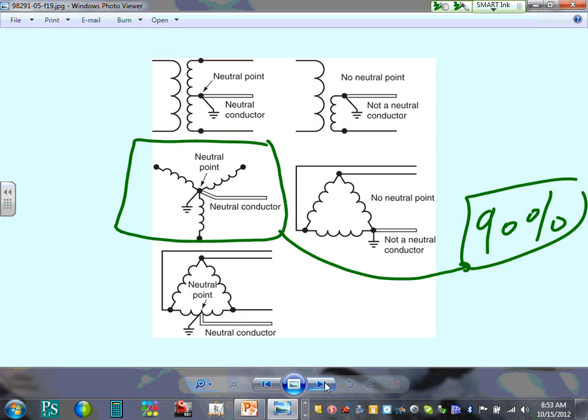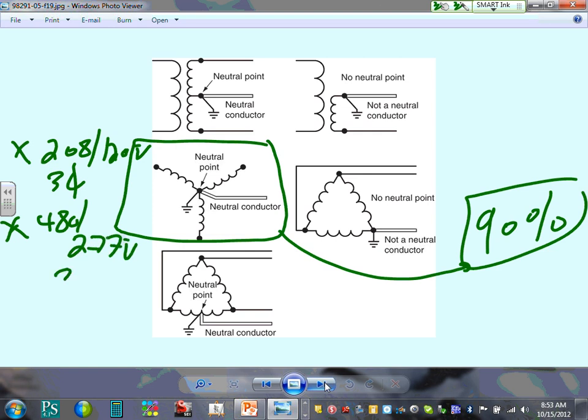This is Y grounded, center Y grounded, right? From this system, you're going to get your 208/120 volt, 3-phase, of course, and you get from this system 480/277 volt, 3-phase. In a commercial industrial, this system will cover 90% of what you're going to be seeing. Okay, this system is called, guys, 4-wire system. 3-phase, grounded 4-wire system.